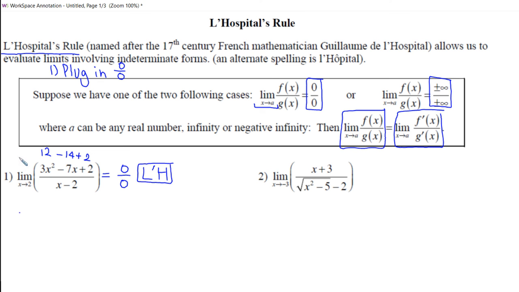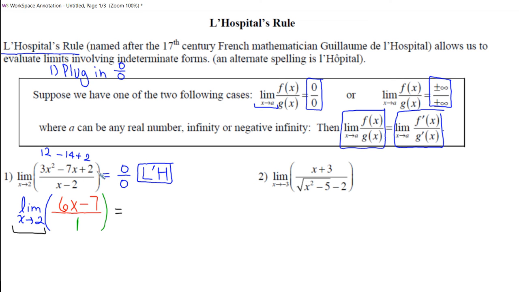L'Hopital's rule is, we're still taking the limit of this function, but we're saying the limit of this function is equivalent to the limit of the derivative of the function. So we're going to take the derivative of the top, which gives us 6x minus 7, all over the derivative of the bottom, which is just 1. And do you see how we kept the notation of limit? It's because we haven't taken the limit yet. We just applied L'Hopital's rule and took the derivative.